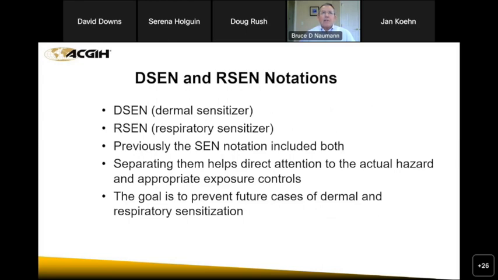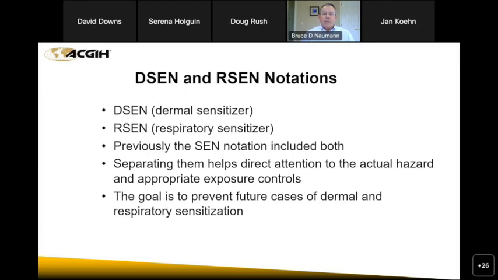So DSEN and RSEN notations were originally combined for many years under the SEN notation. It included both. But we thought that separating them actually helped with the goal, which was to try to steer the hygienist toward what sorts of controls would be appropriate. And so with a dermal sensitizer, what you do is a little different than if you had a respiratory sensitizer in terms of engineering controls or administrative controls, PPE, et cetera.